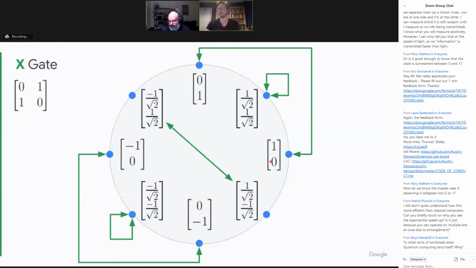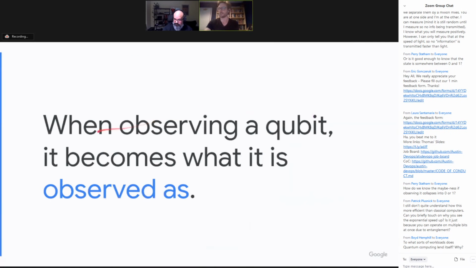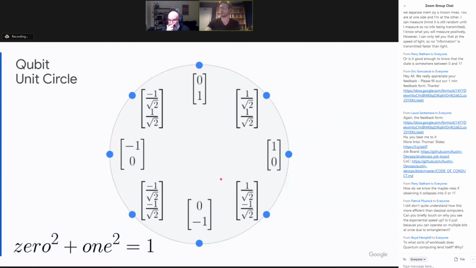That information is lost. It's like nature erases. Nature has no memory of previous states. All this rich maybiness with the light is lost when you observe it. When you observe a qubit, it becomes what it is observed as. It becomes a 1.